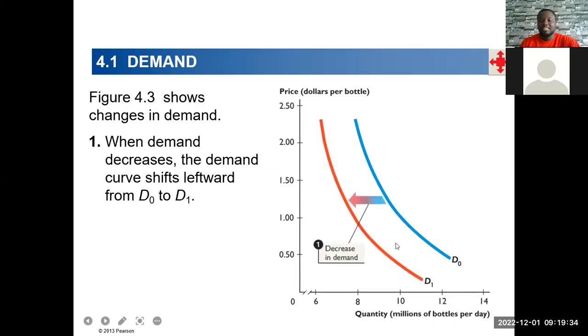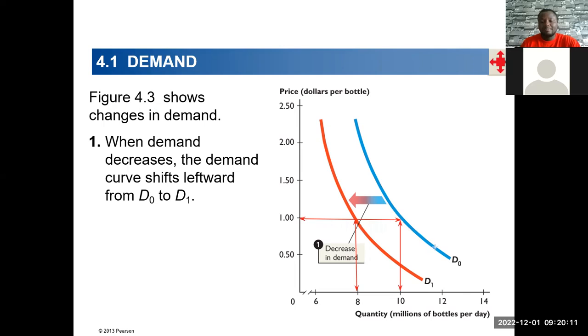Now, let's look at this one. What is happening here? Assuming that initially the price was, let's use a price of 1. Okay, at the price of 1, initially, assuming the quantity was 10. Are we together? Yes. Good. Now, at the same price of $1, the quantity that the people are buying has reduced from 10 to 8. There is no change in price. So this is a change in demand.